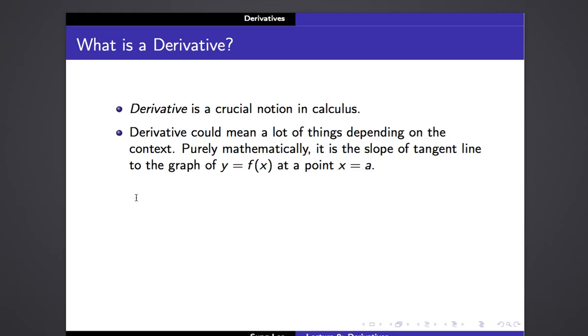So, its meaning could be different when we talk about derivative in a purely mathematical sense, or in physics, or biology, or in engineering, or in many other places, in economy even. Right, so purely mathematically, it is the slope of a tangent line to the graph of y equals f of x at a point x equals a.